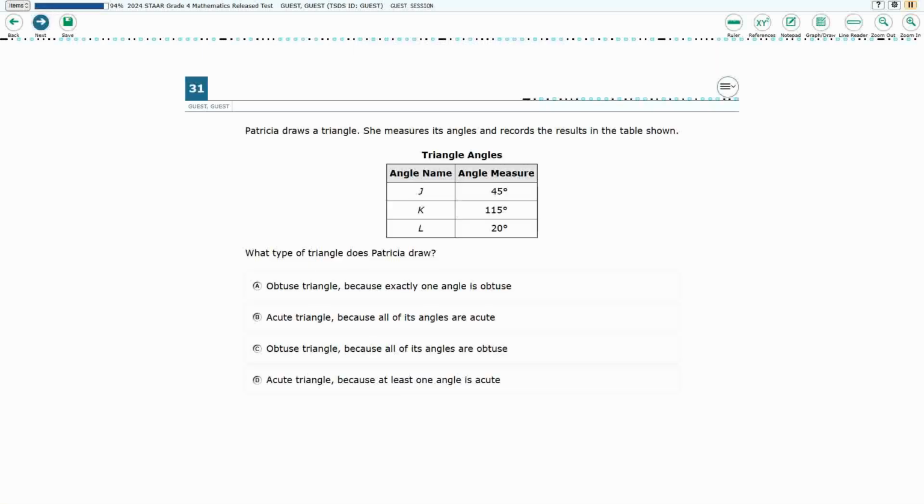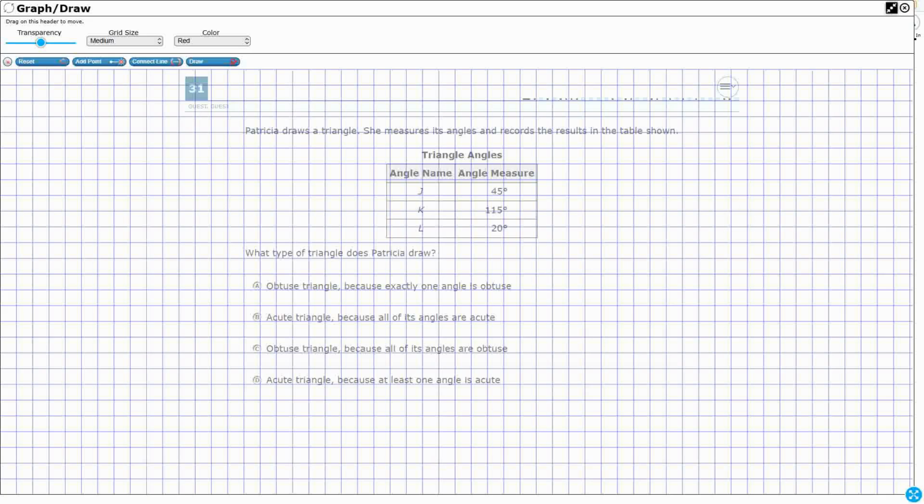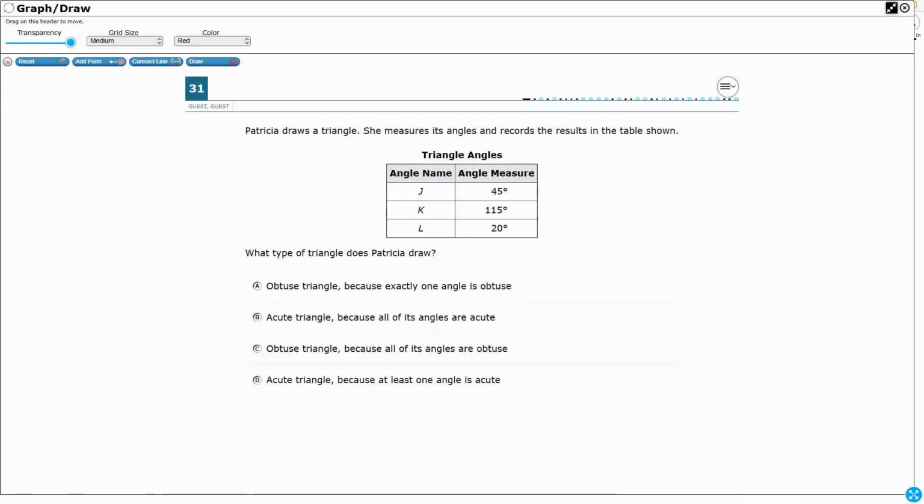So looking at number 31, we are looking at types of triangles. So this is 4.6c. And we have a triangle here, and we've got some angle measures, right? So we could try to draw this if we really wanted to. So I'm going to try to draw this, and it might be correct, might not be correct, but that's fine.